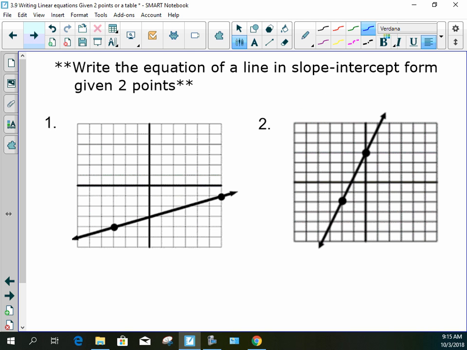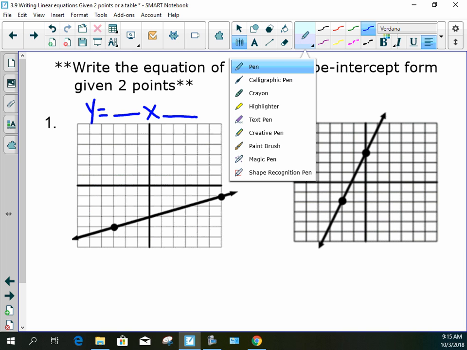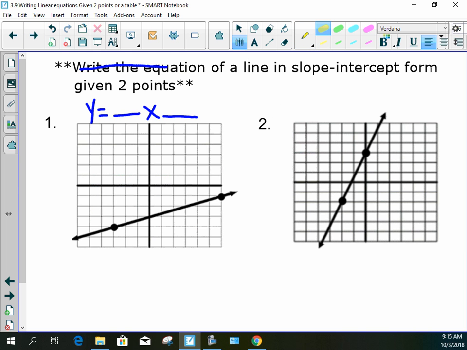Okay, here we go. Write the equation of a line in slope-intercept form given 2 points. If it's graphed like this, you just find the slope. Now yesterday, and again, this is so important for you to do and you don't want to do this. Y equals blank x blank. You have to write the equation of a line in slope-intercept form. So the first thing you want to do is y equals blank x blank.